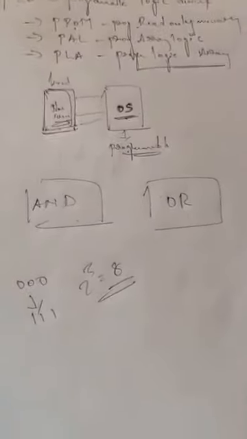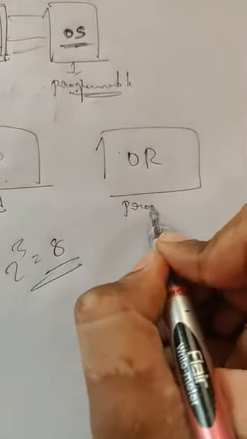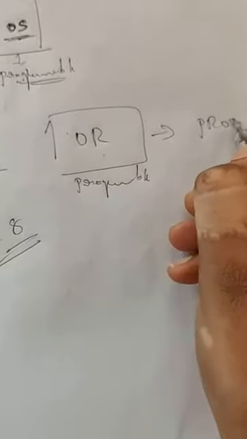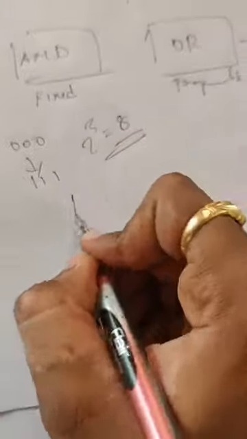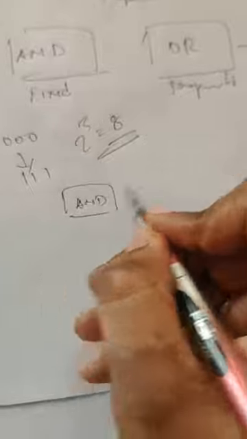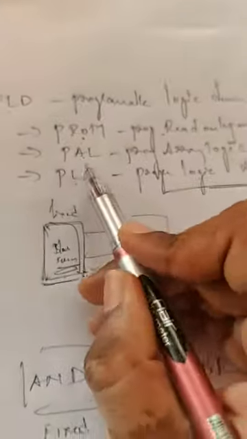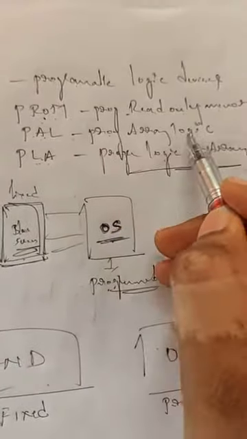So finally we came to know about PROM, in which the AND array is fixed and the OR array is programmable. This is PROM. Next is PAL. PAL refers to programmable array logic. So how does this programmable array logic work?